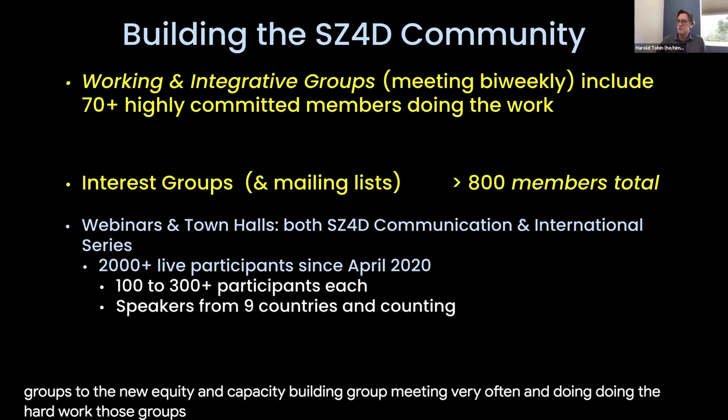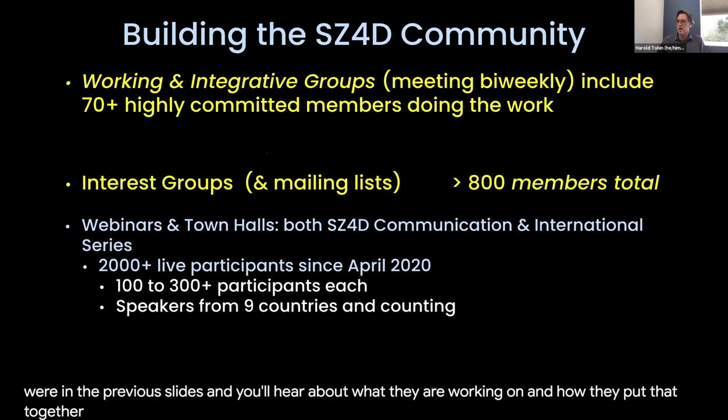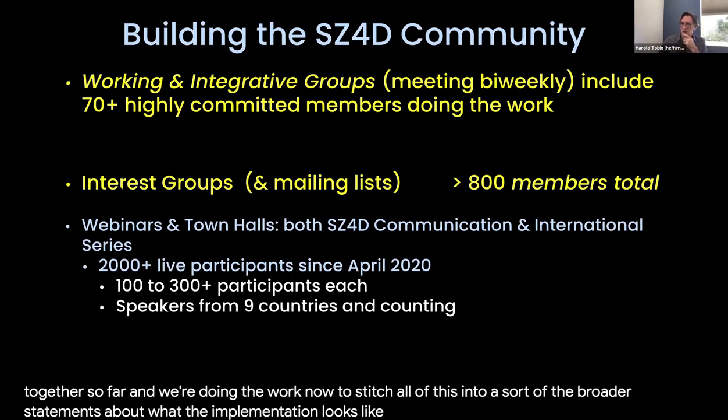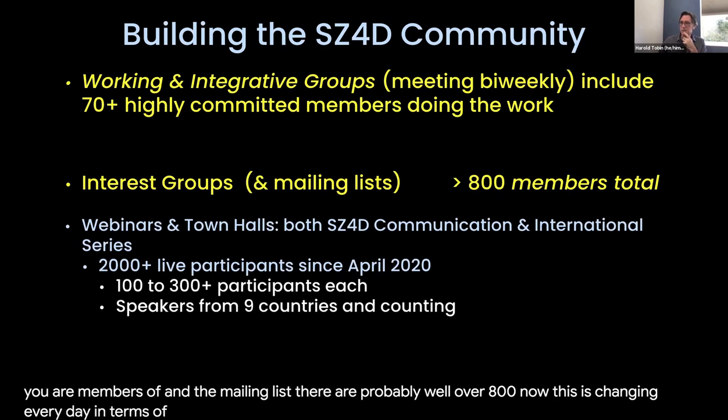Those groups have just produced draft versions of some of the answers to those questions that were in the previous slides, and you'll hear about what they are working on and how they've put that together so far. And we're doing the work now to stitch all of this into broader statements about what the implementation looks like. We have the interest groups that many of you are members of, and the mailing list. There are probably well over 800 now. This is changing every day in terms of people that we're reaching out to and trying to get communication back and forth from.